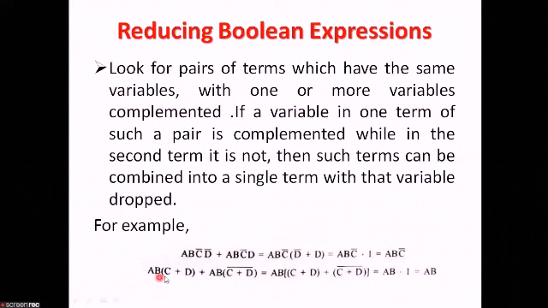Next is a b into c plus d plus a b into c plus d whole bar equal to, a b in brackets c plus d plus c plus d whole bar. We are taking ab as the common, and this is nothing but c plus d plus c plus d whole bar. So this whole term is nothing but equal to 1. That is ab dot 1, it is equal to ab. So these were the minimal techniques by which we can reduce the Boolean expressions.